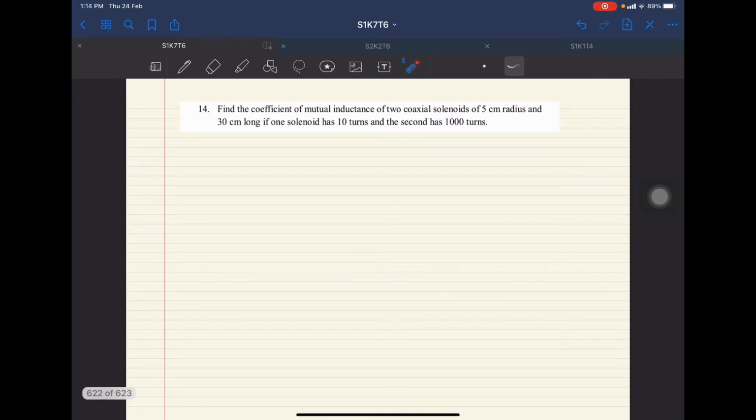Let's try to look at one example, a few examples. We have two questions here. This one is question 14 from the tutorial questions. It says find the coefficient of mutual inductance of the two coaxial solenoids of 5 cm radius and 30 cm long. So the radius R equals 5 cm, which is 0.05 meter. I can straight away calculate the area, which equals pi R squared, so pi multiplied by 0.05 squared.